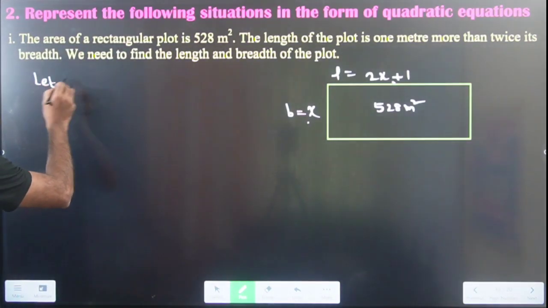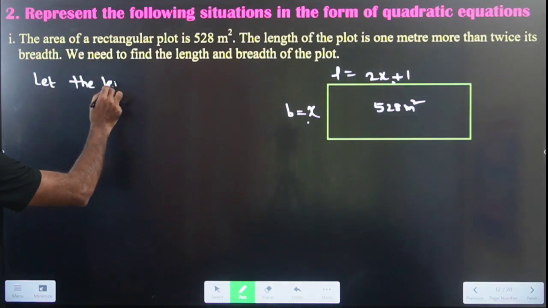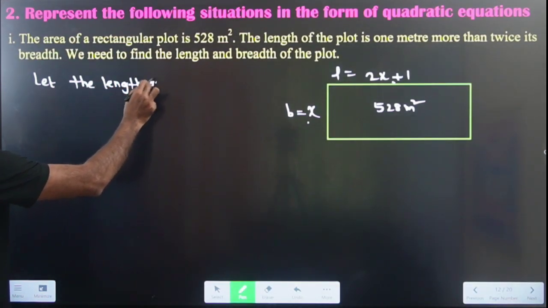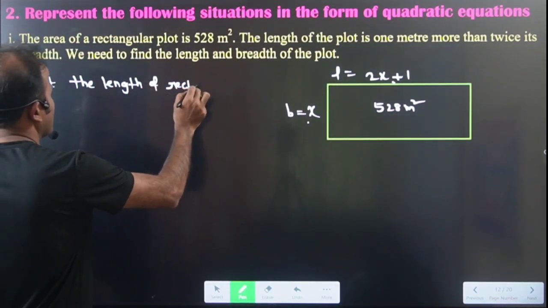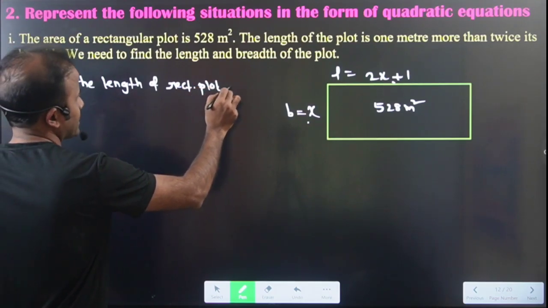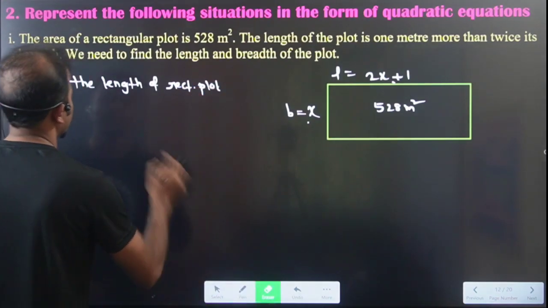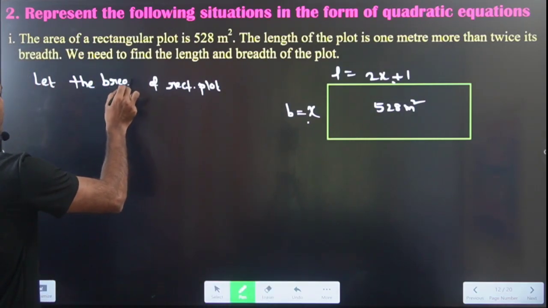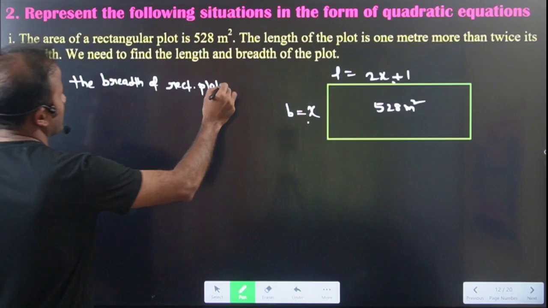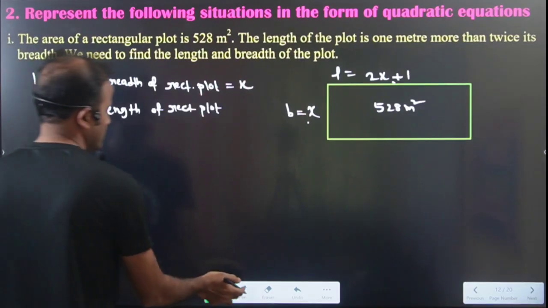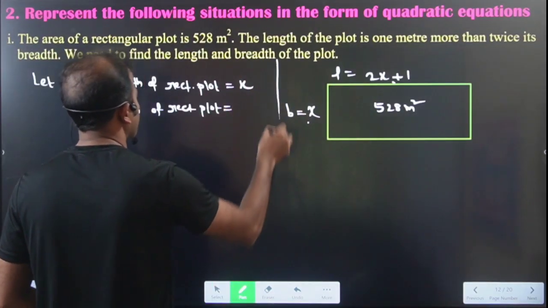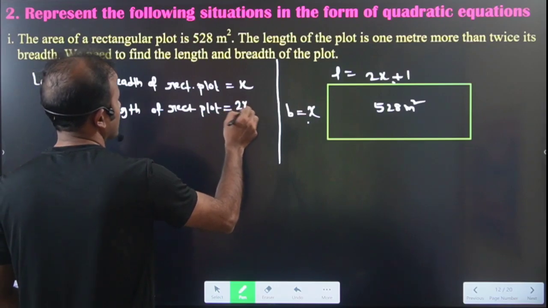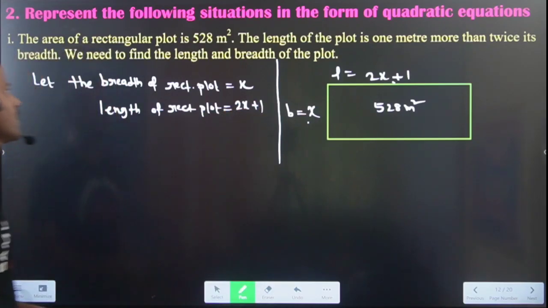Let the breadth of the rectangular plot be x. Length అనకండి, ఫస్ట్ breadth అనండి. Okay, let the breadth of the rectangular plot equal x. Now you see the length of the rectangular plot is how much here? 2x plus 1. Is it clear?